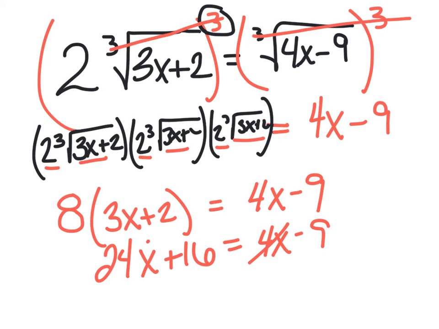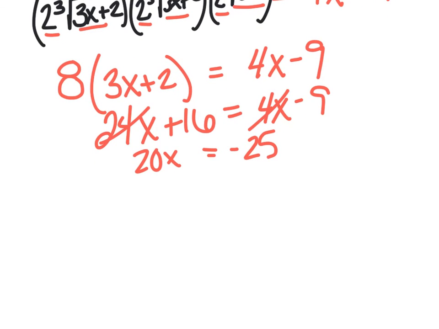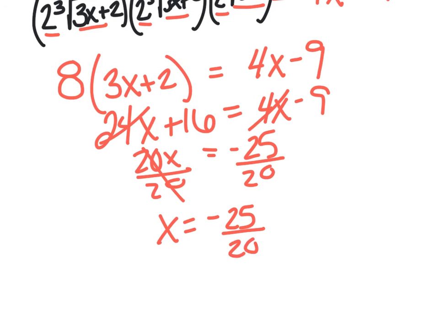Subtract that 4x over. 20x, subtract that 16 over, equals negative 25. Divide by my 20. And I get x equals negative 25 over 20. Let's see, 5 goes into both of those, so negative 5 over 4. Now remember, that doesn't mean that's the answer. I could have no solution. I have to make sure I check for that extraneous root by plugging it back into the original.